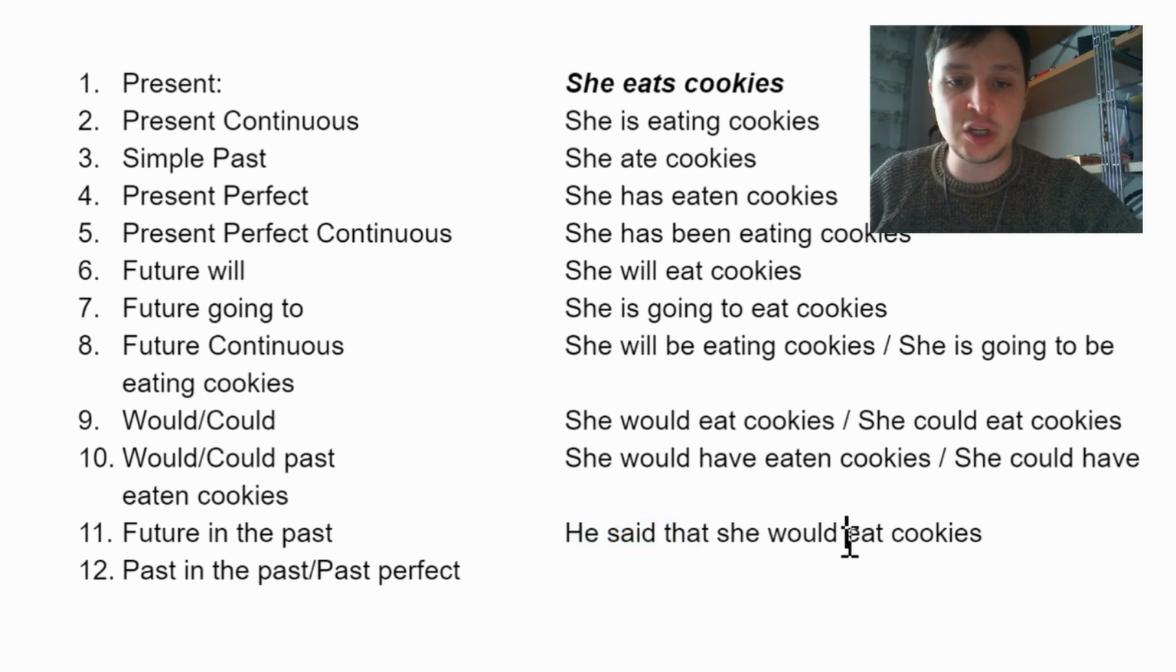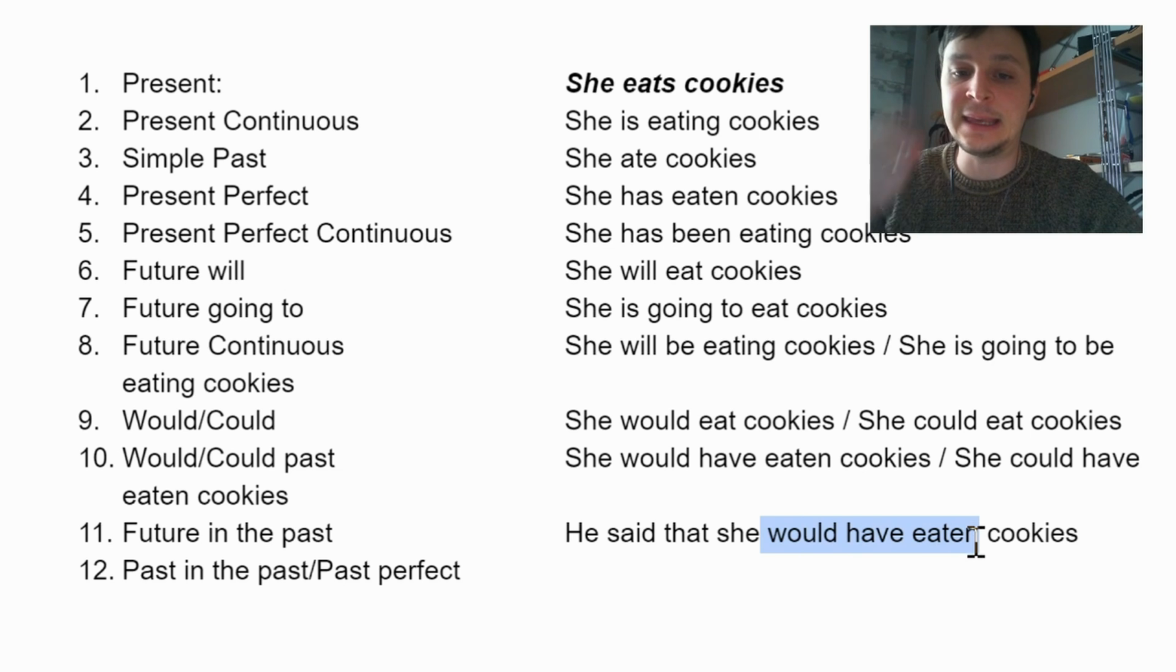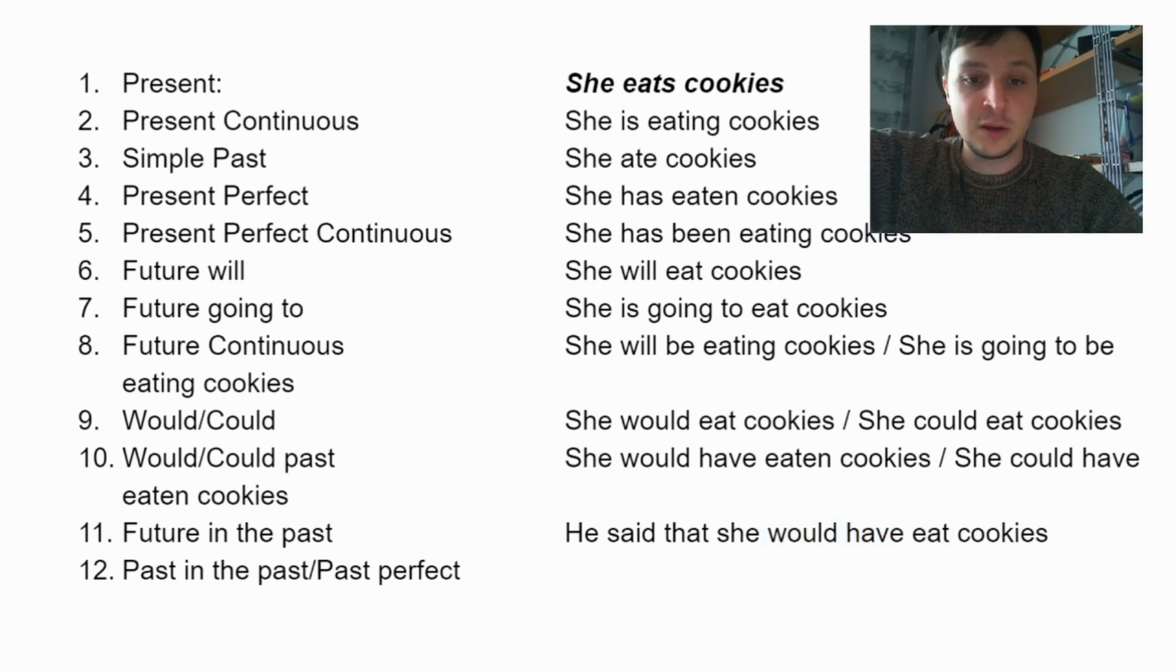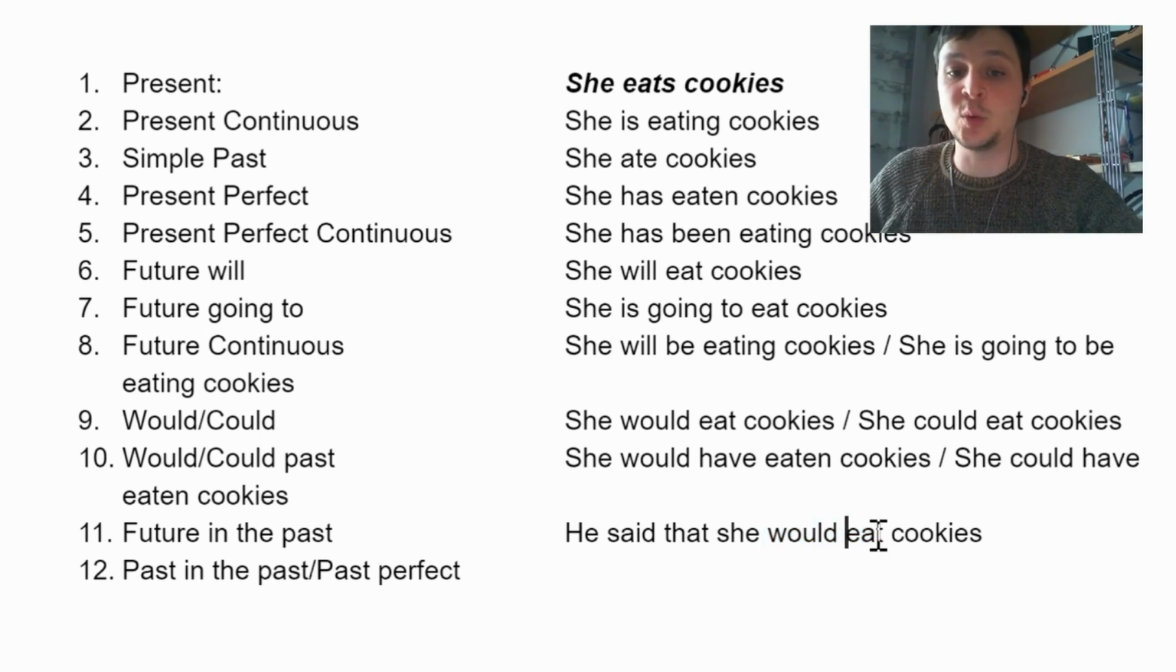You do not want to say she would have eaten cookies. This is the Italian construction, avrebbe mangiato. In English, we just say, ha detto che mangerebbe, he said that she would eat cookies. Okay?